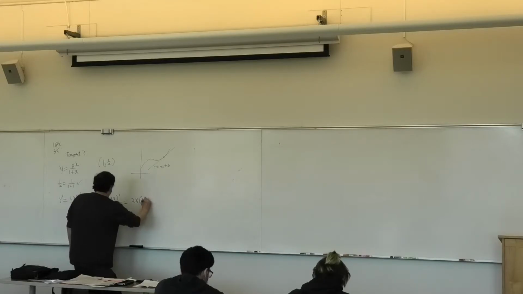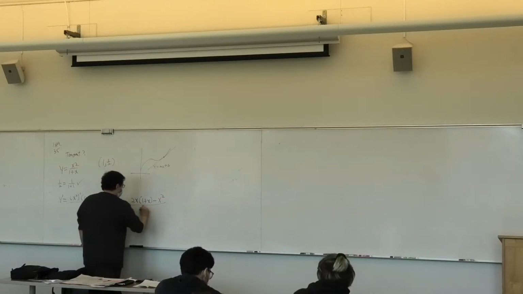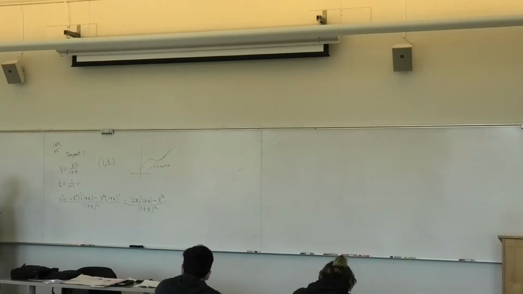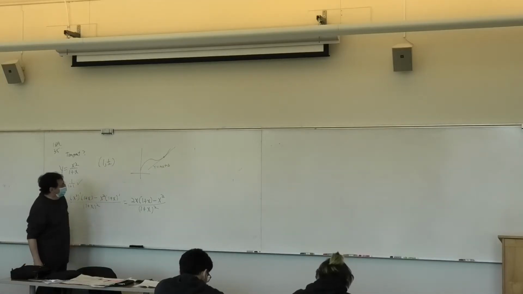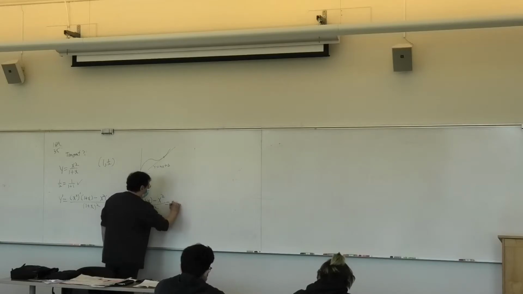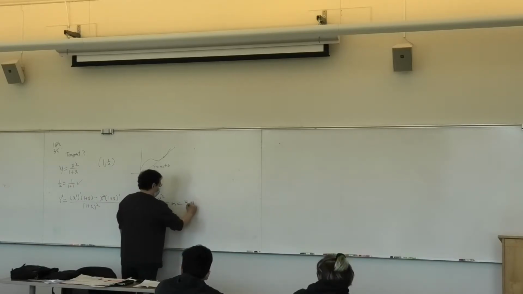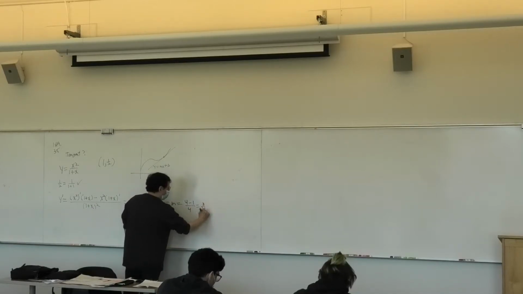2x times 1 plus x minus x squared times 1 over 1 plus x squared. Now this is a perfect example of where simplifying is a waste of your time. We don't need to simplify it, we just need to plug in 1 to find our m, right, our slope. So what do we got? 2 times 2 minus 1 over 2 squared, 3/4.